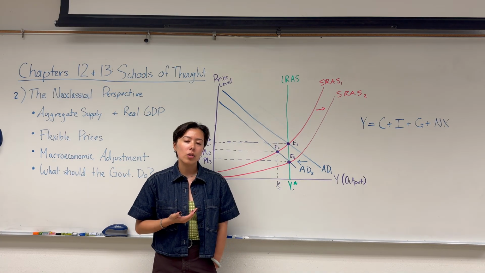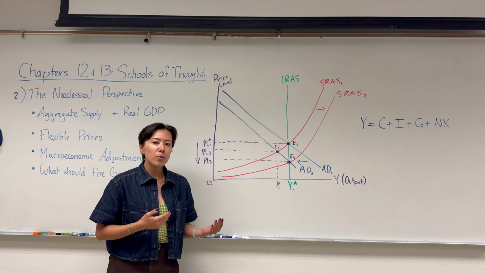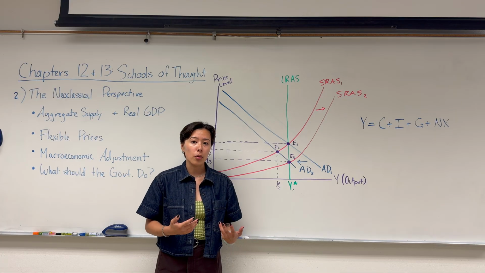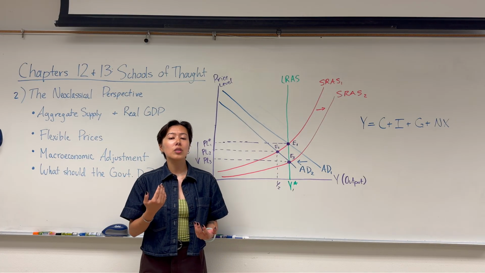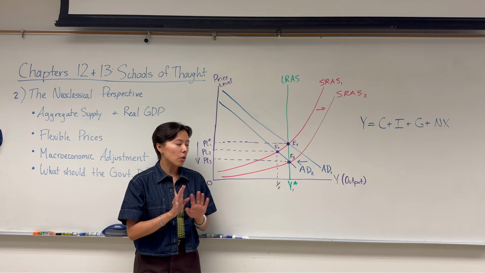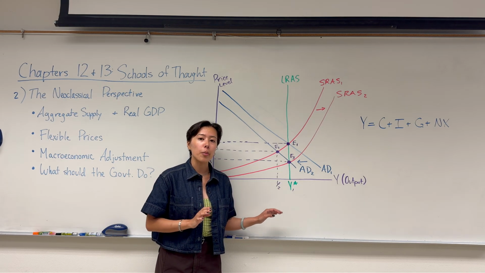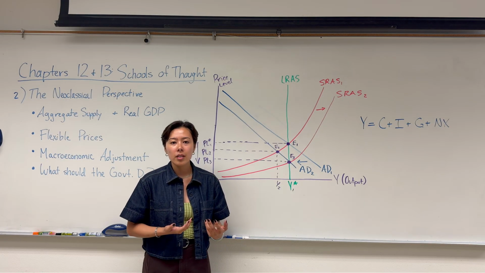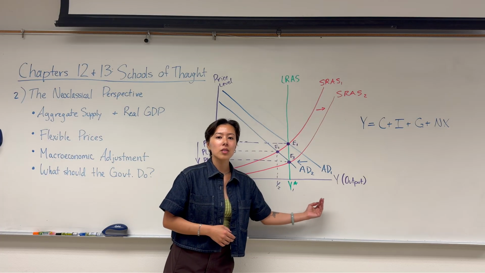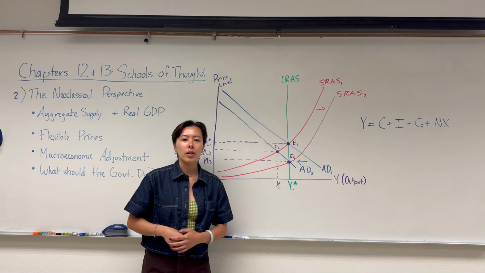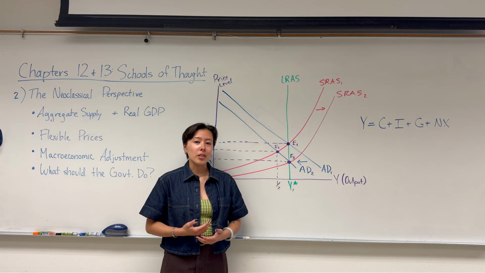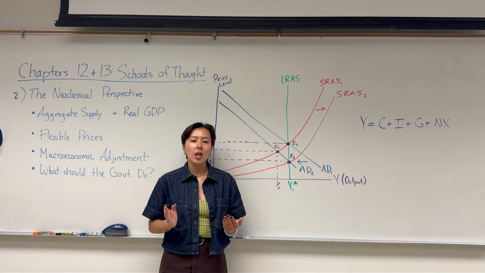Instead, what neoclassical economists will argue is that the government should focus on increasing potential GDP, so focusing on productivity growth, and also reducing the natural rate of unemployment. So neoclassical economists don't want the government to worry about real output or unemployment in the short run. Instead, they want them to focus on increasing our capacity to produce and reducing that natural rate of unemployment along with it. The idea here is that if the government focuses on productivity growth, our economy will be able to grow gradually over time.